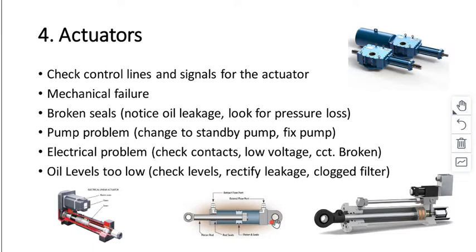Okay, oil levels too low, so it could be a case as well that the levels are not enough and that air got into the system. Again, you can rectify it and you can check it out fairly easily.